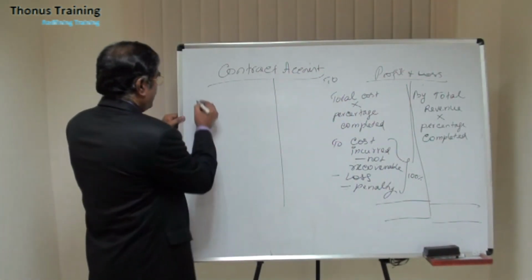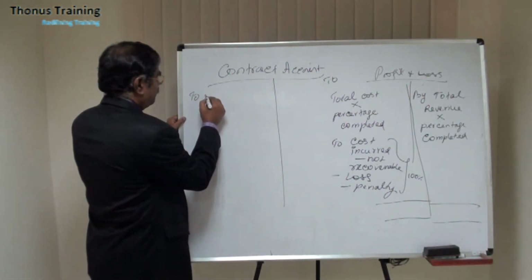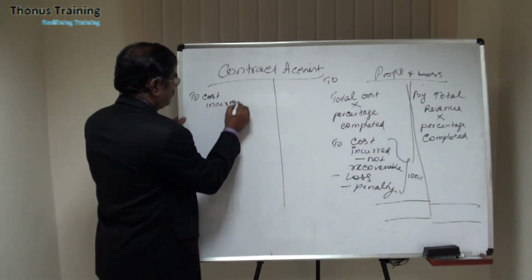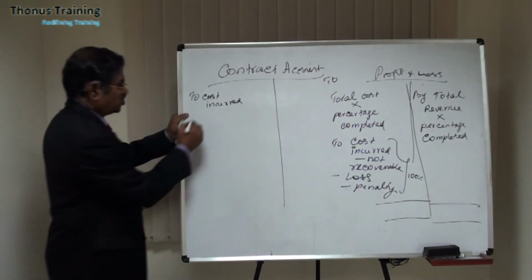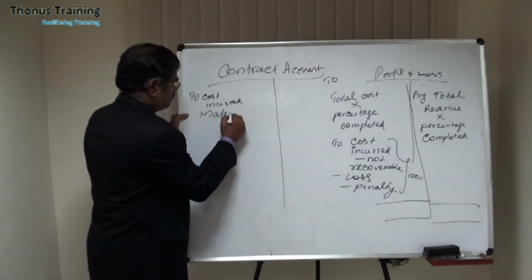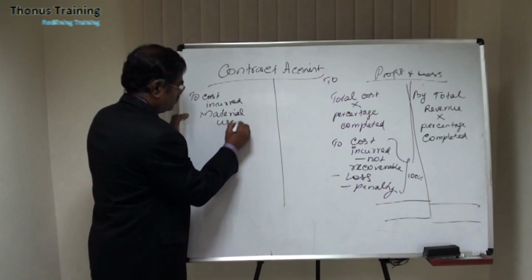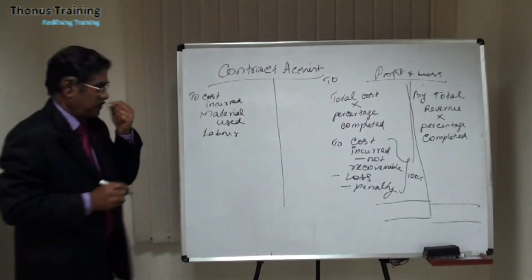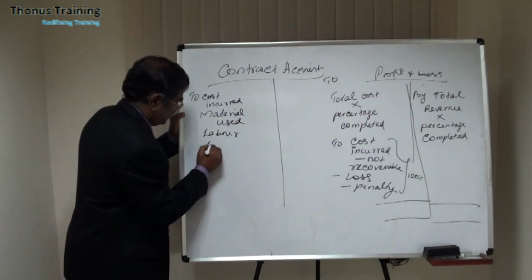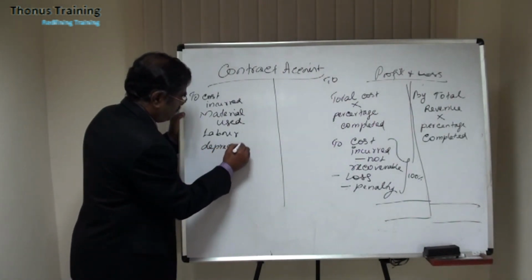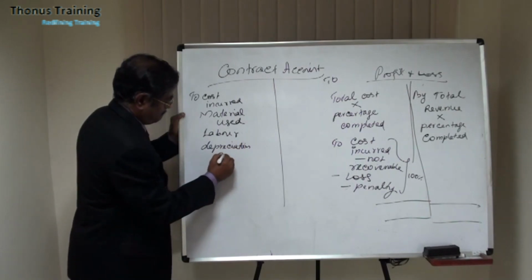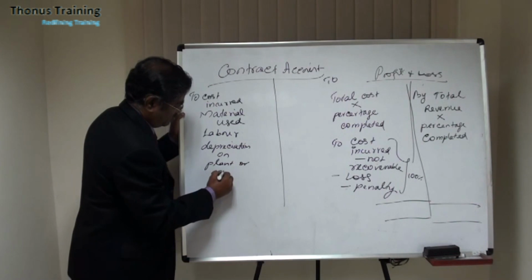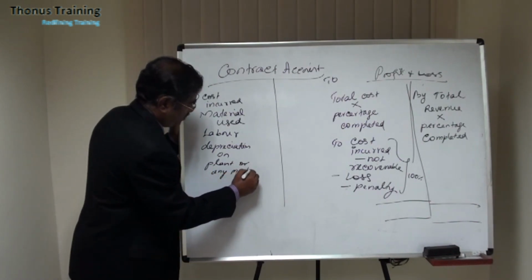Now coming back to the contract account, you are going to debit all costs incurred so far. Cost incurred could relate to materials used, or it could be the labor, or it could be the depreciation for the plant or any machinery which is acquired specifically for this purpose.